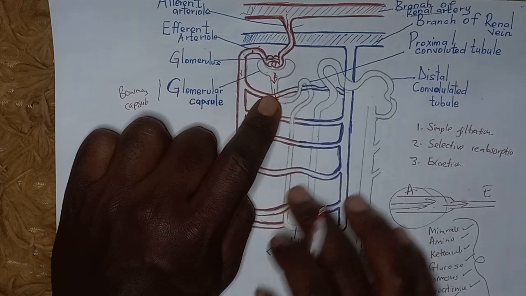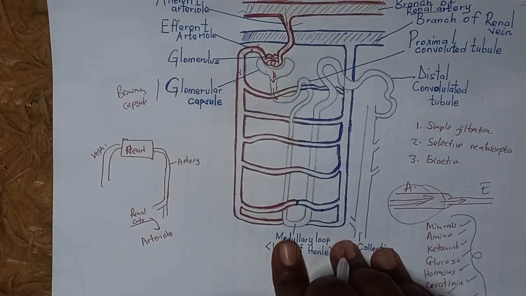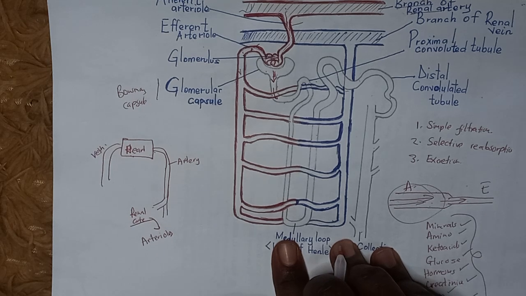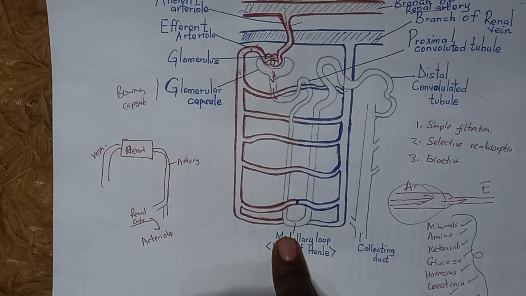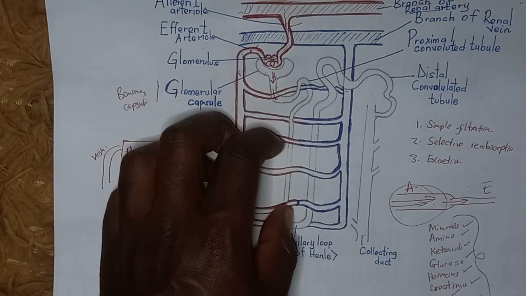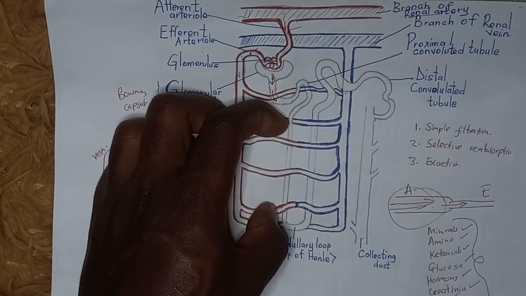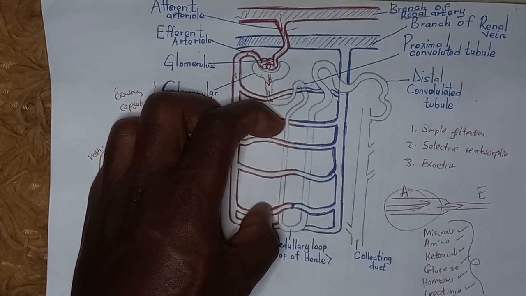Those ones that are completely reabsorbed. So when a person is tested on urine and they find there is glucose and amino acids, it means there is a problem with their Bowman's capsule, or there's a problem with the reabsorption of the glucose and the amino acids.